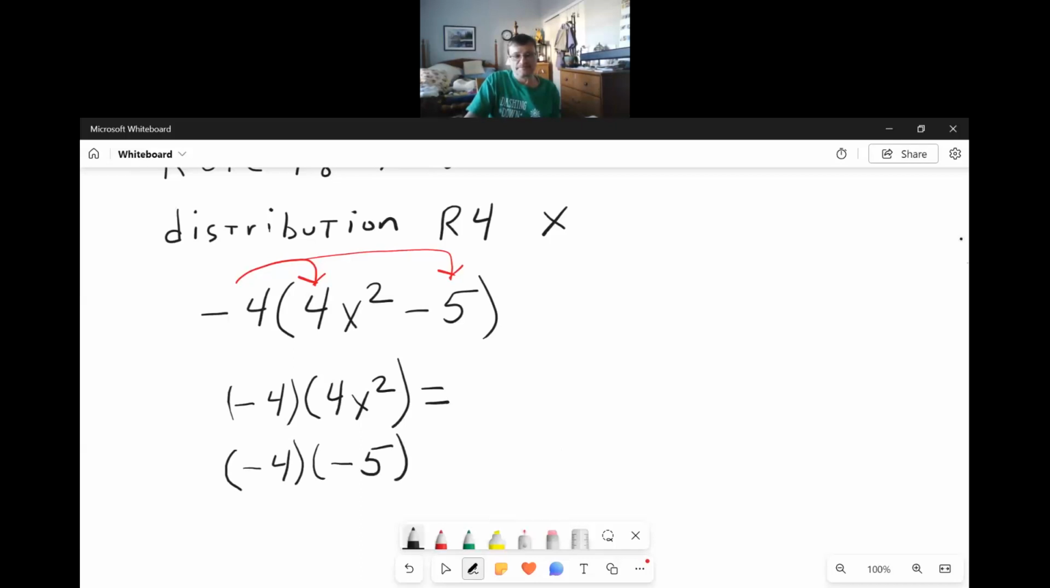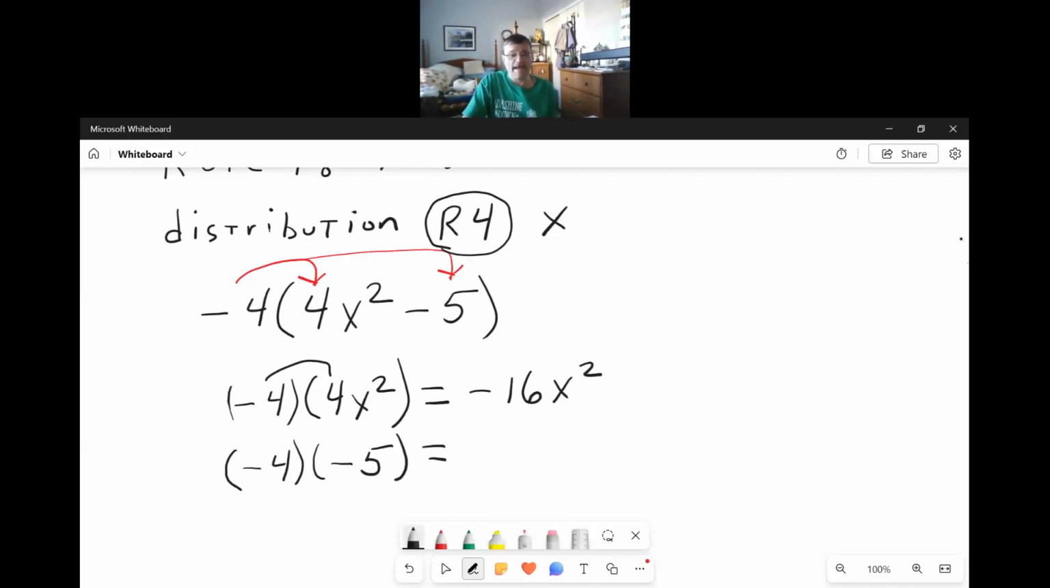So again, we're working with integer rule number 4. If the signs are different, it's an automatic negative here. So you've got negative 4 times positive 4. You're going to get negative 16. And just bring x squared along for the right, slap it together as a product.